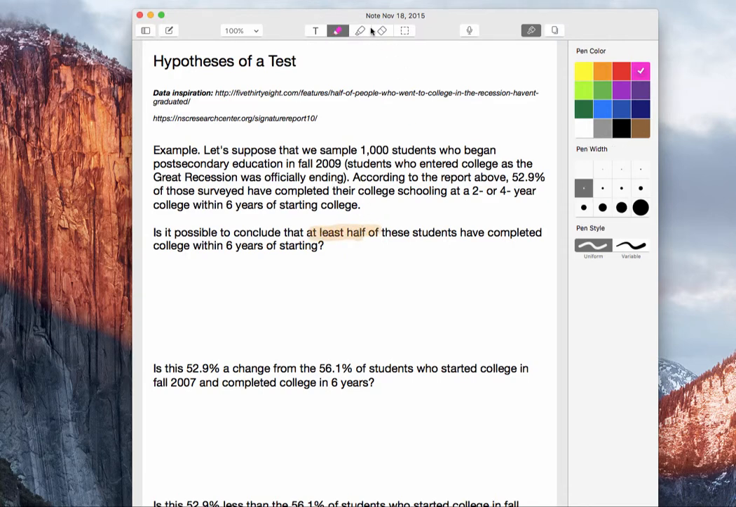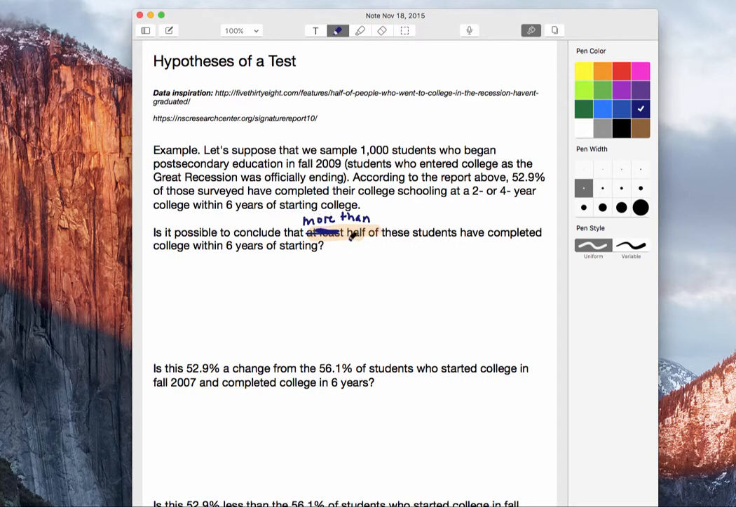And actually, I'm going to adjust it right now. Instead of saying at least half, I'm going to say more than half. Makes the problem a little bit easier by having that strict greater than, actually. So we're going to do a test to see if our 52.9% is significantly above half. So not just a little bit above, but really greater than. And it's all based on the width of that sampling distribution. So I'm going to set up some hypotheses. That's all I'm going to focus on in this video.